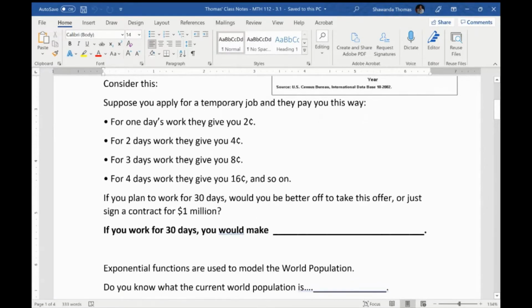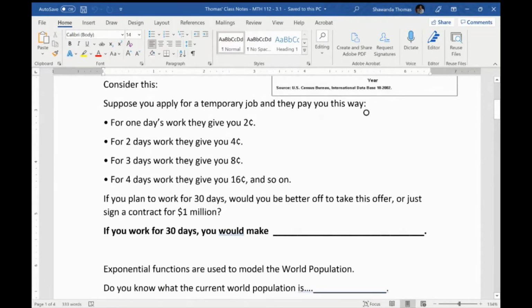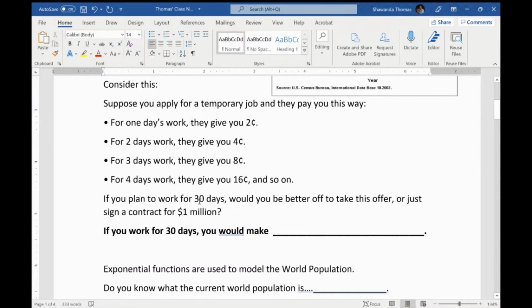Consider this. Let's say you apply for a job and they pay you this way. For 1 day's work, seems like there should be some commas in here, they give you 2 cents. For 2 days work, they give you 4 cents. For 3 days work, they give you 8 cents. For 4 days work, they give you 16 cents, and so on. If you plan to work for 30 days, would you be better off to take this offer or just sign a contract for $1 million?